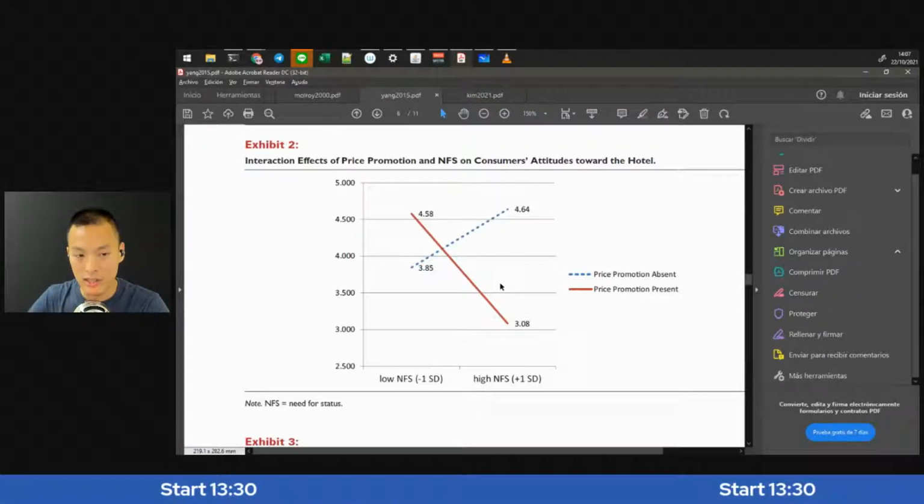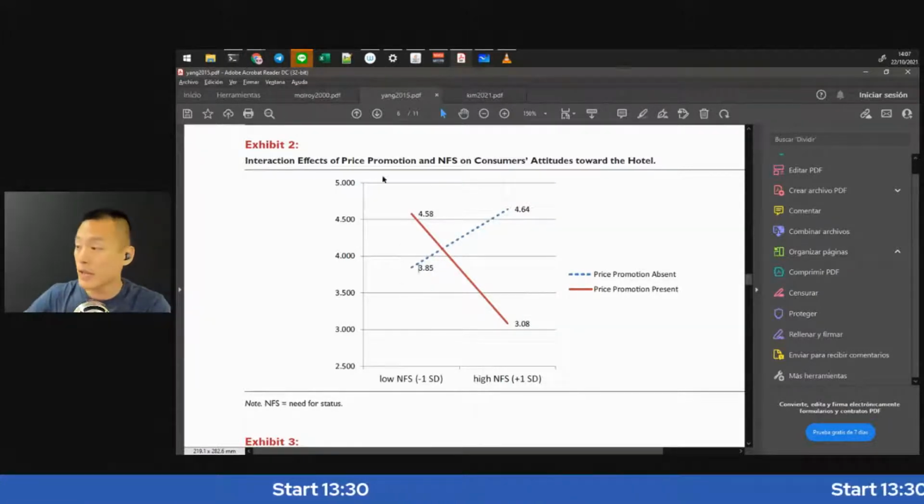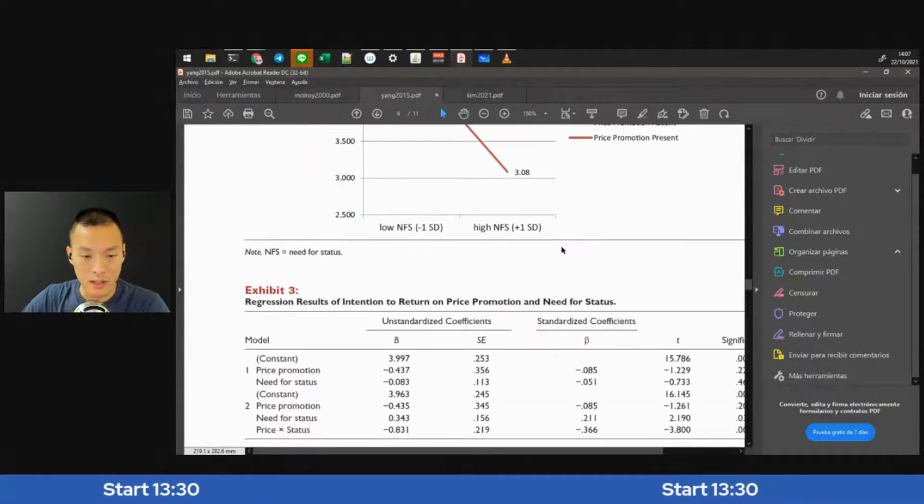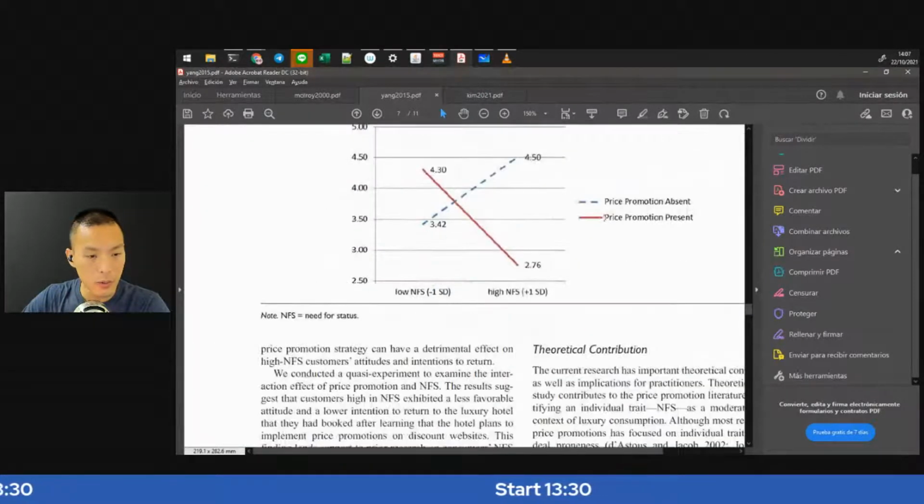You see the drastic shift in happiness, right? This is a drop of 1.6 score compared to a gain of about 0.8. So never give out discount if you are a luxury hotel, basically. So that's one of the results.